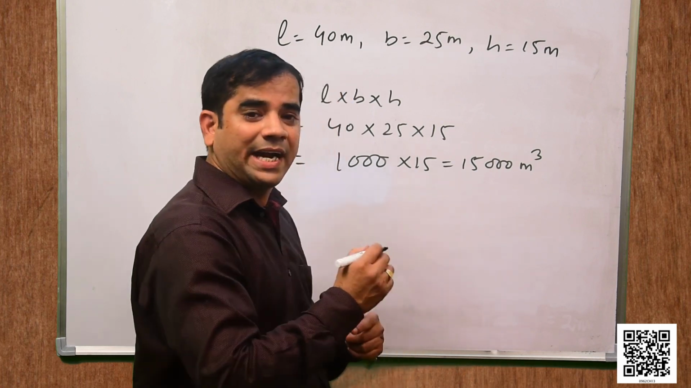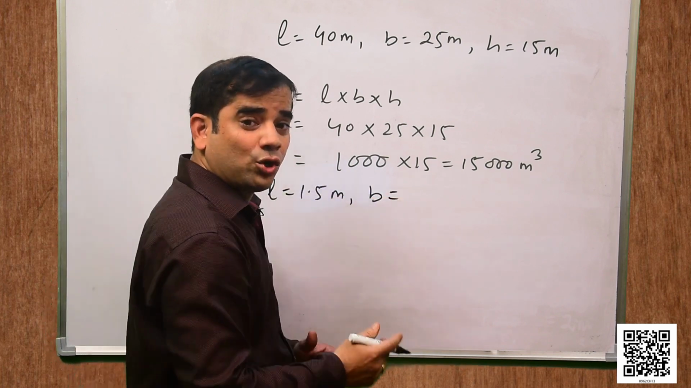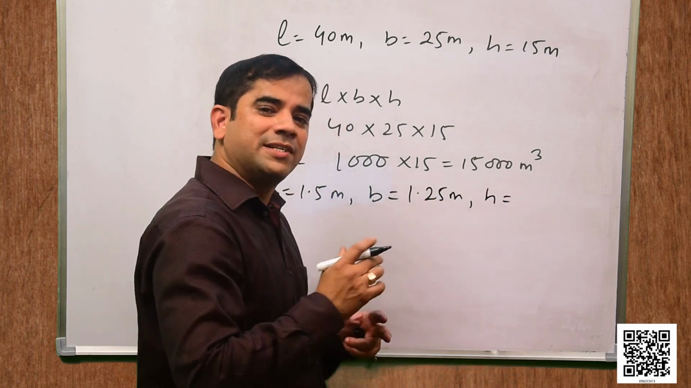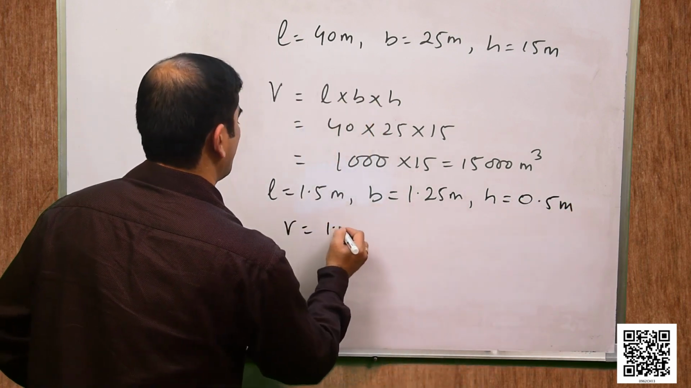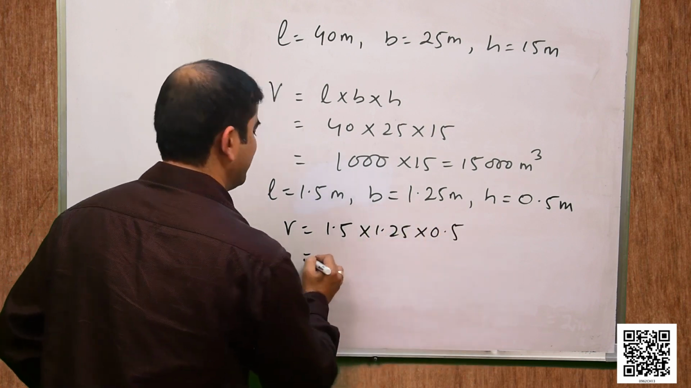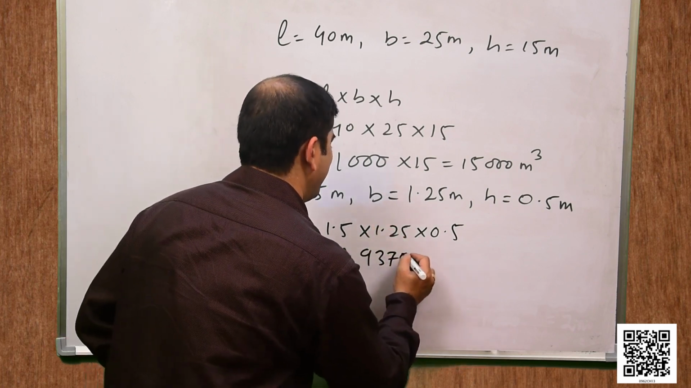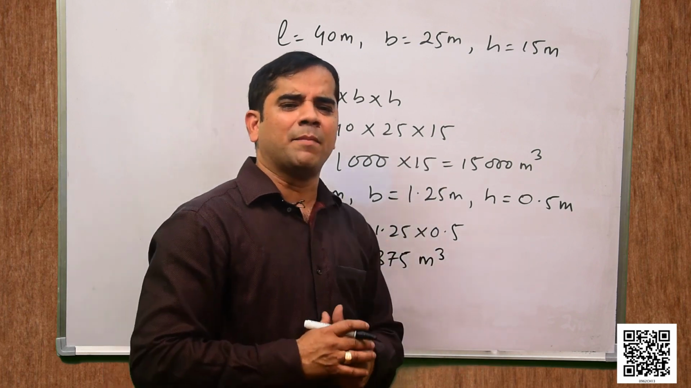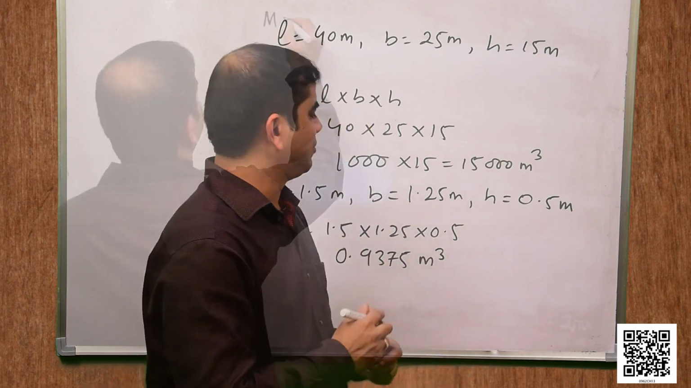Now let us find the volume of each crate. The dimensions of the crate are: length is equal to 1.5 meter, breadth is equal to 1.25 meter and height is equal to 0.5 meter. So, volume is equal to 1.5 into 1.25 into 0.5, that is equal to 0.9375 meter cube. Fine. Now, the maximum number of wooden crates that can be stored in the godown. Let us find it out.